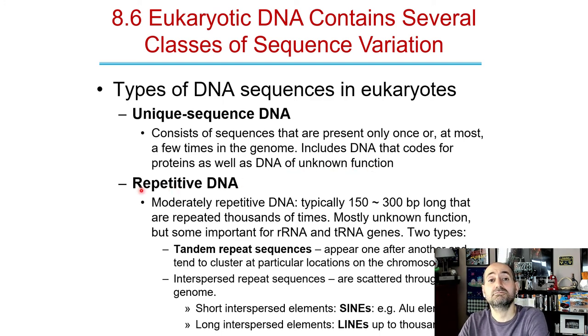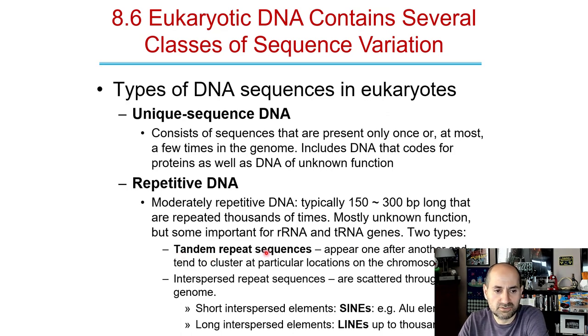Then, like I said, the majority of your genome is this repetitive DNA. It's just a bunch of the same repeats over and over again, sometimes millions of times. So, moderately repetitive DNA, typically 150 to 300 base pairs long, repeated thousands of times, mostly of unknown function. We still don't really know what the function is. That's why they used to call it junk DNA. But some are important for ribosomal RNA and transfer RNA genes.